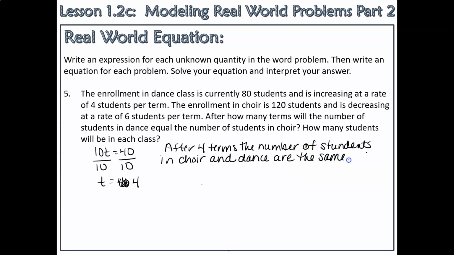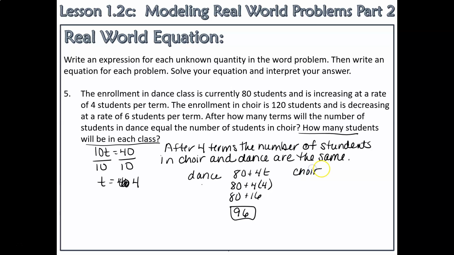All right. Now, how many students will be in each class? So we go back to the expressions we wrote and we plug in 4 for t. The expression that we had for dance was 80 plus 4t. So now if we replace the t with 4, we have 80 plus 16 more students is 96 students for dance.